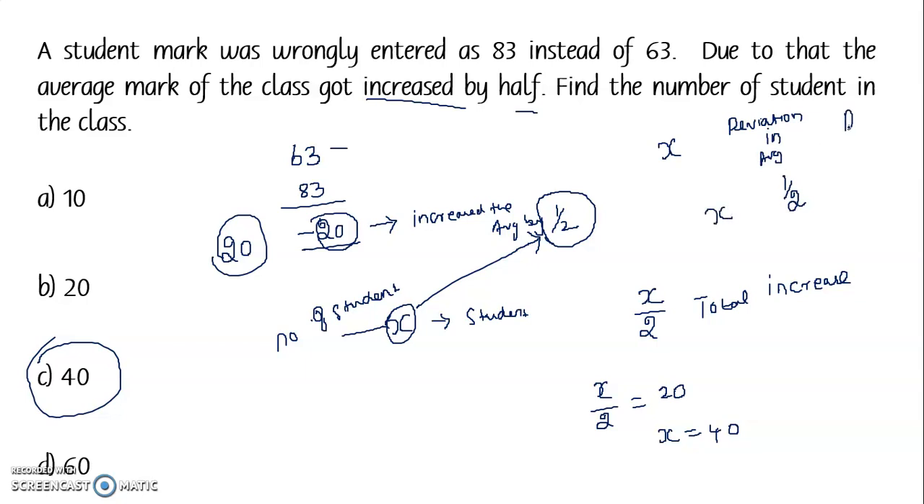So then what will be the deviation in total? Deviation in total will be x into 1 by 2, x by 2. So this is the deviation in total as per our calculation, and this is the 20 which is given. So we are equating these two values and finding x. We get 40. So x is the number of students, and thus the total number of students in the class will be 40.